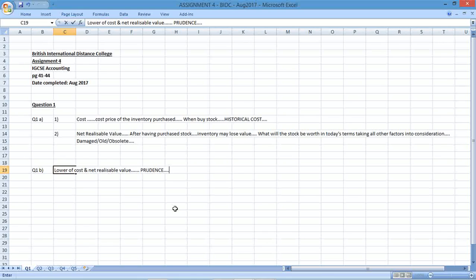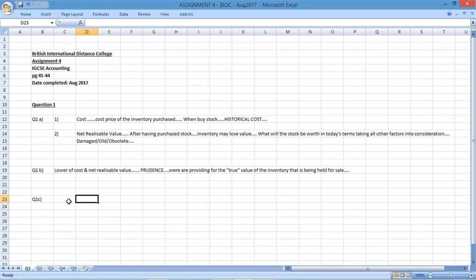So there are different factors to consider here, but I would definitely consider this as being prudent because we're providing for the true value of the inventory that is being held for sale. That's something to consider. Let's have a look at the next question. We're looking at 1C.